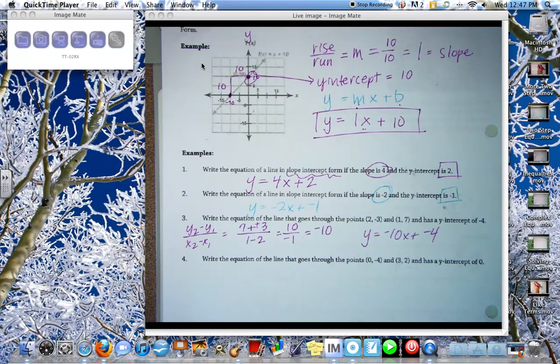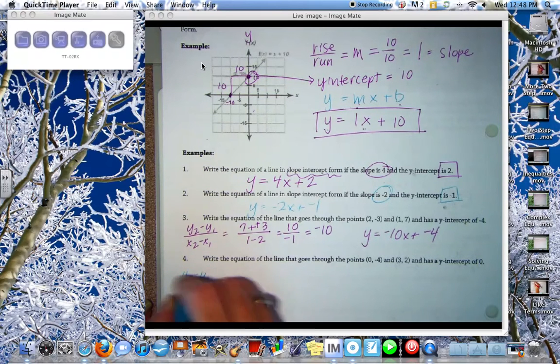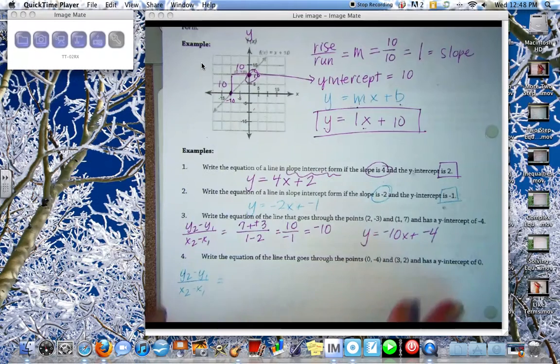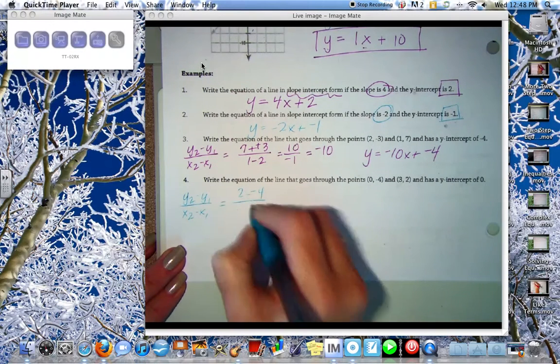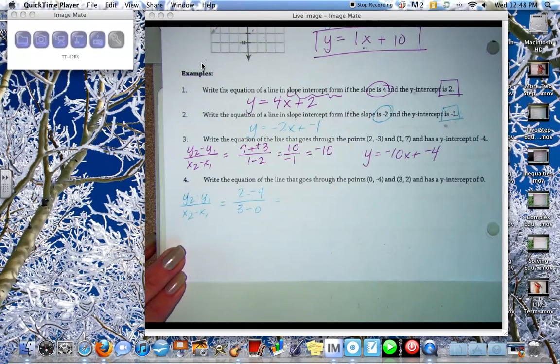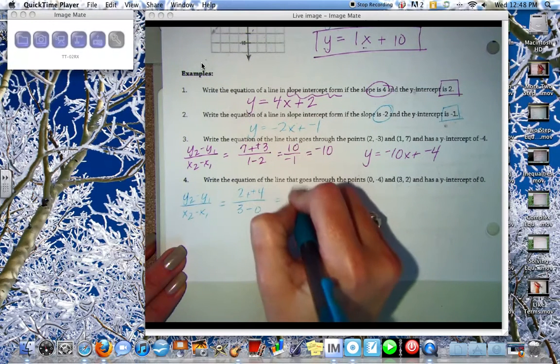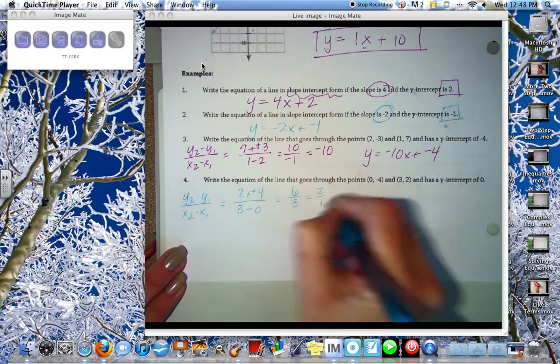Number 4, write the equation of the line that goes through the points 0, negative 4, and 3, 2, and has a y-intercept of 0. So what do I need to find? Slope. y2 minus y1 over x2 minus x1. 2 minus negative 4 over. So what do I have on top? 2 negatives, so 2 plus 4 is 6. Over 3, which simplifies to 2 over 1, or 2.